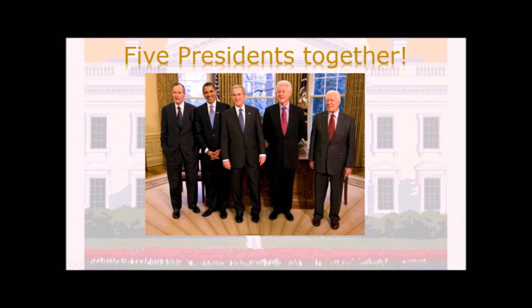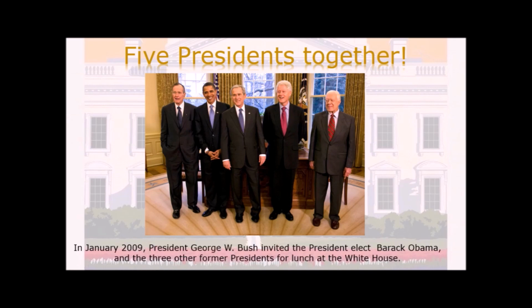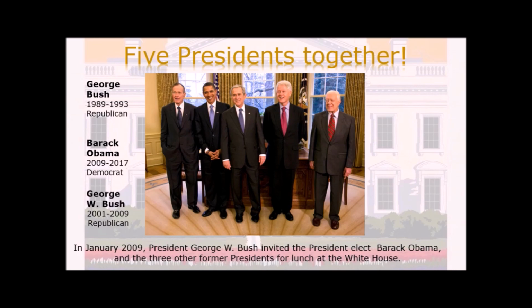A rare occurrence. In this picture, 5 presidents posed together on the same picture. In January 2009, President George W. Bush invited the President-elect Barack Obama and the 3 other former presidents for lunch at the White House. On the far left, you have George Bush. Next to him is standing Barack Obama, who had not yet been inaugurated. Then in the middle is George W. Bush himself.